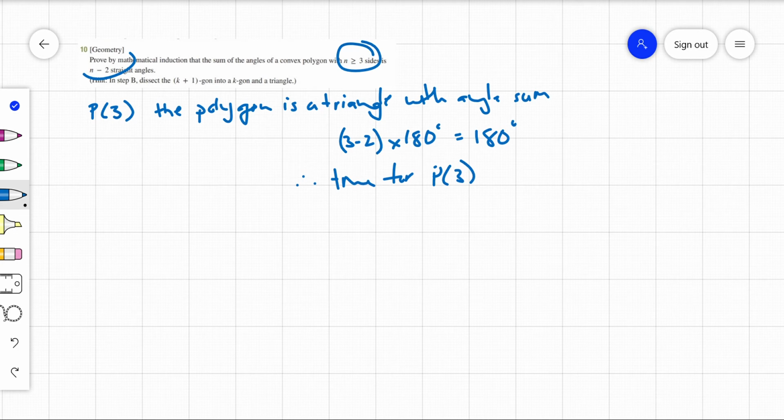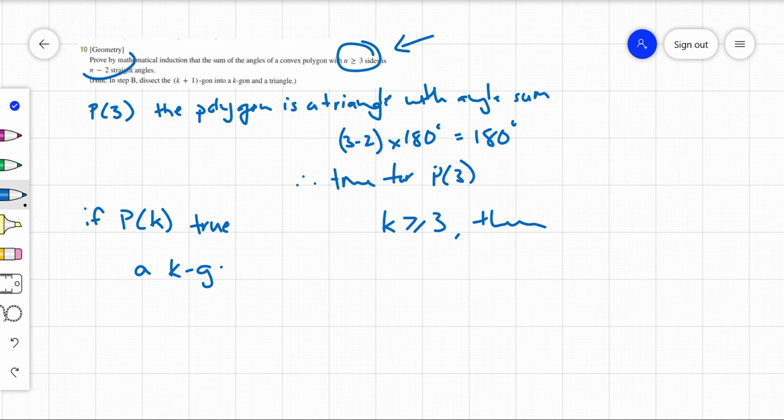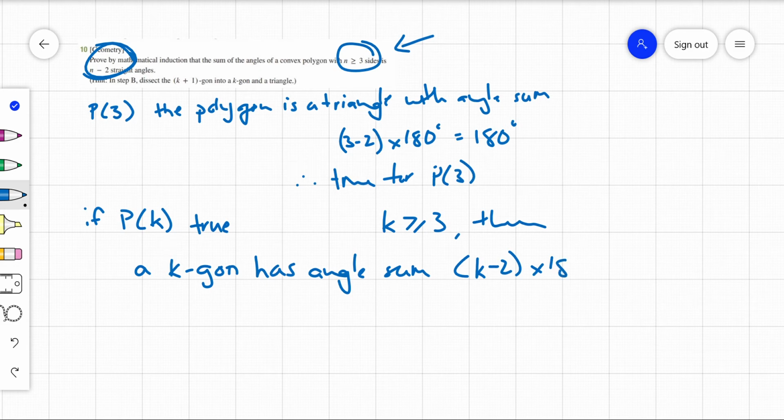All right, and then we've got to do our assumption. So if our P of k is true for some arbitrary k, where k is greater or equal to 3 this time, then we can say a k-gon has angle sum of k minus 2 lots of 180. So that's the assumption we're going to use. We're required to prove P of k plus 1. And what's that?